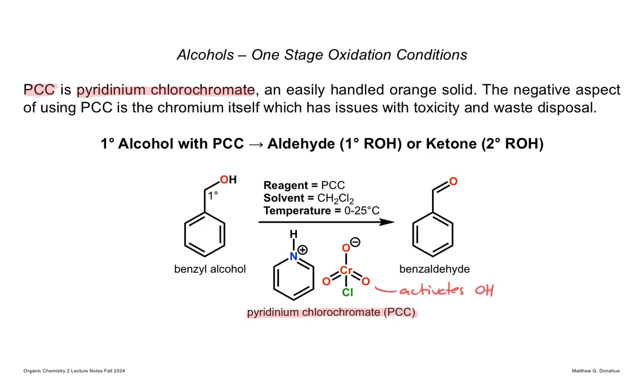And you don't need to know too much about the mechanism, but again, it takes that H from the oxygen, it activates it so you can do the elimination. So really what you need to pay attention to is it's a primary alcohol, so it has to end up as an aldehyde. So again, there's 2 H's. One of those H's gets eliminated.